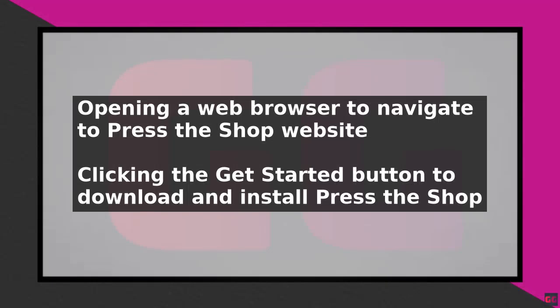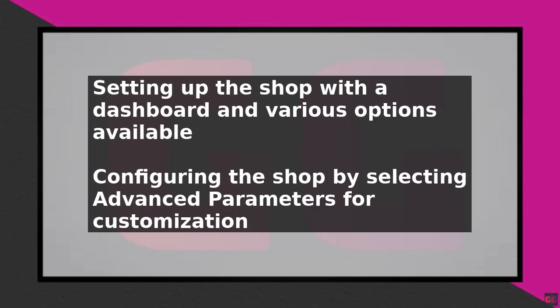To add keywords to PrestaShop, start by opening a web browser and navigating to the PrestaShop website. Click the Get Started button, which will redirect you to a page where you can download and install PrestaShop on your device, either for free or as a paid version. The installation process can be reviewed on the PrestaShop website.